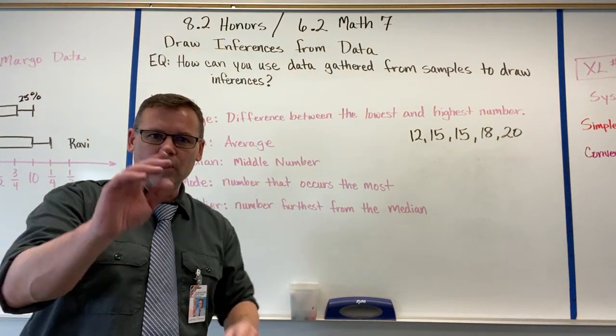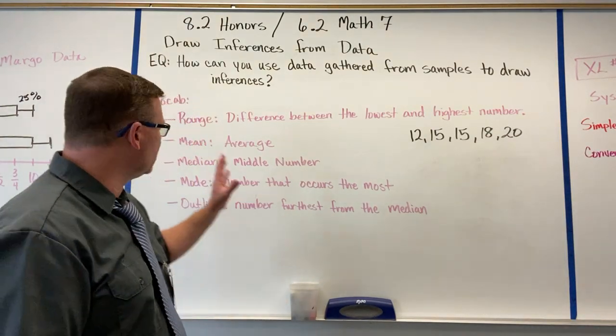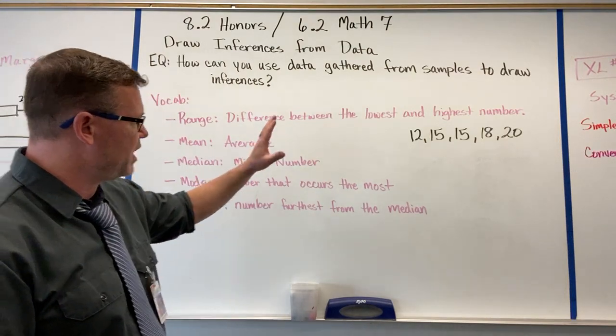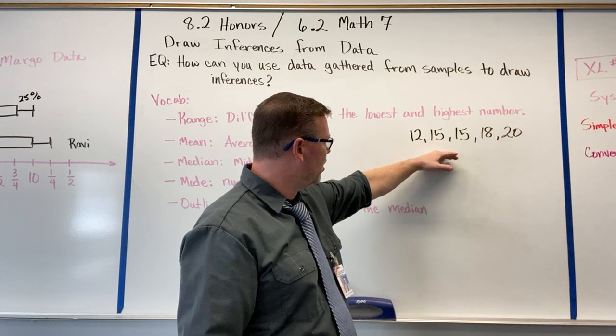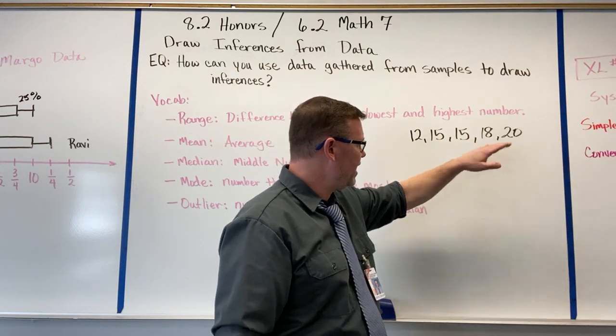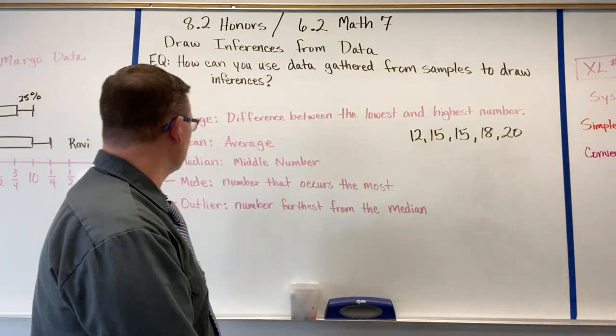Now, the first thing I want to go over is our vocabulary, and I'm going to try to go through and show you what this vocabulary means based on this data right here. So if you can see these numbers, we got 12, 15, 15, 18, and 20. We may be talking about different ages of people, whichever.